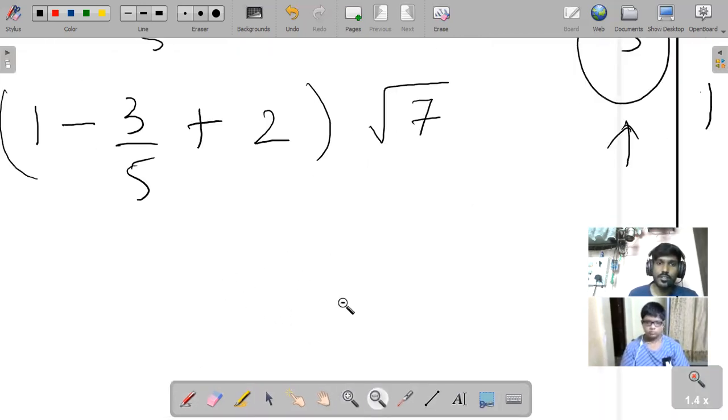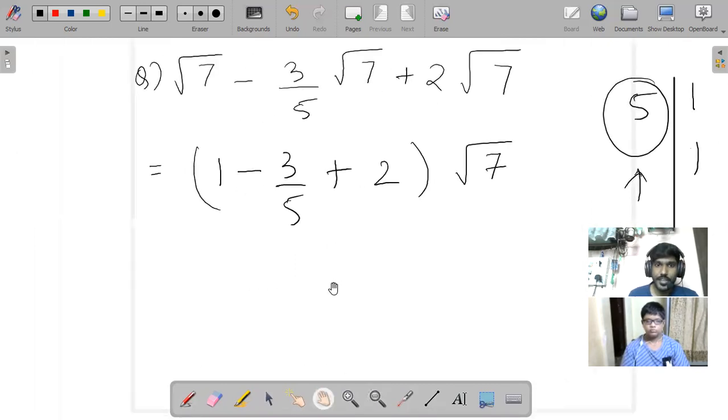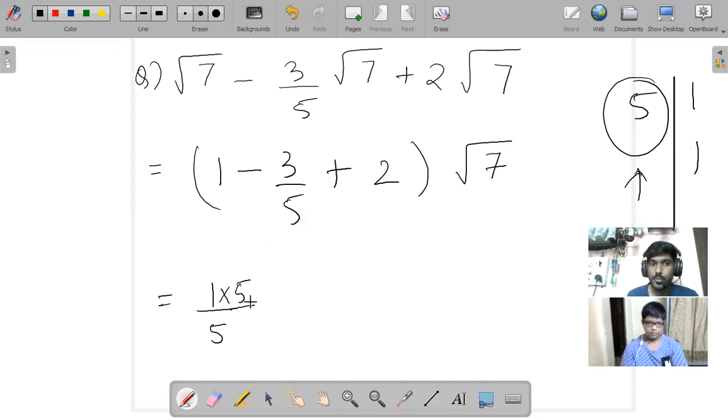Now, since you got the LCM to be 5, that means all of these denominators should have 5. Now, in the first one, I want to bring 5. I'm writing 5 in the denominator, which means you're multiplying the denominator with 5. Now, whatever you're multiplying in the denominator, with the same number, you have to multiply it in the numerator. So this becomes 1 into 5 upon, this was in the denominator 1, so into 5.